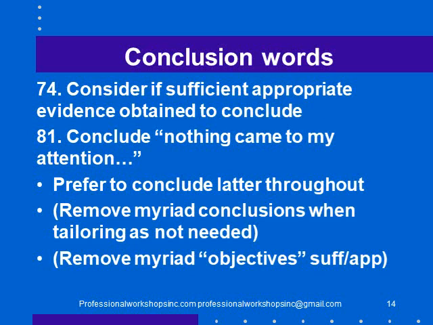The other thing I worry about are the conclusion words, because we have conclusions and objectives throughout the programs. Now 74 says, consider if there is sufficient appropriate evidence. Sounds awfully like we're going to say sufficient appropriate audit evidence. But it says we should obtain sufficient appropriate evidence to conclude. But the conclusion is, nothing came to my attention. So the level of sufficient and appropriate to conclude that nothing's come to my attention is a whole lot less than sufficient appropriate audit evidence, where I'm going to express an opinion.